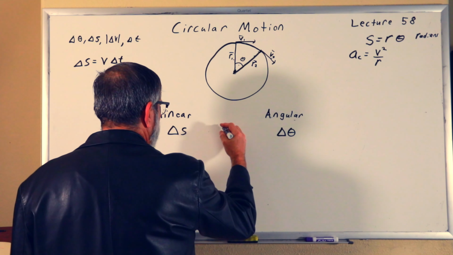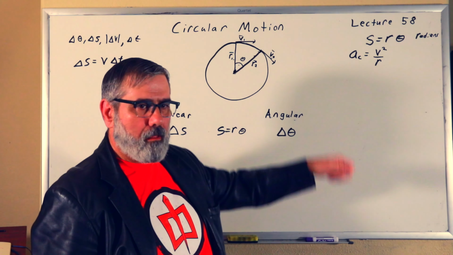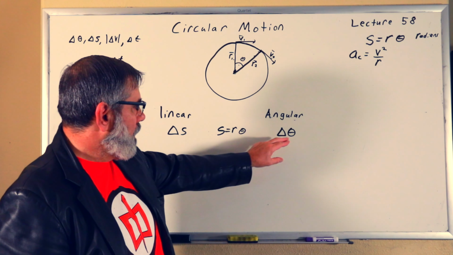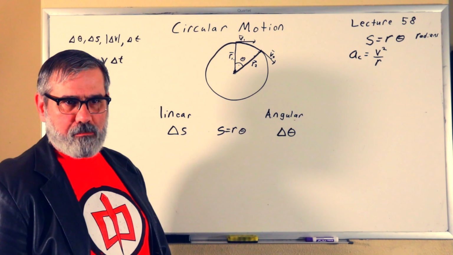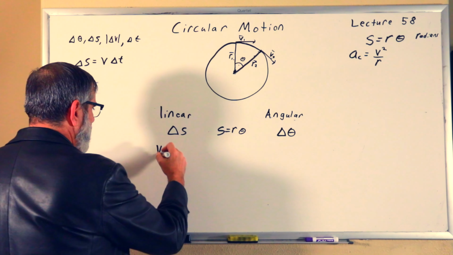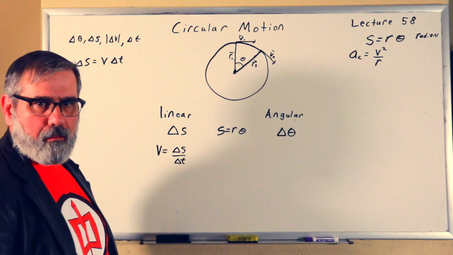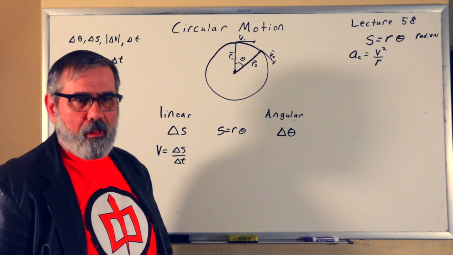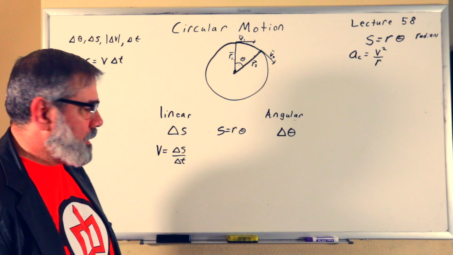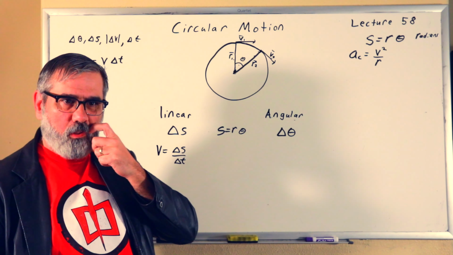These two are related by s equals r theta. So if I want to know how much linear displacement I have, I can answer that if I know how much angular displacement I have. Okay. The tangential or linear velocity is delta s over delta t. What distance did I travel, and how much time did it take to travel that distance? That's just velocity, but here it's tangential velocity because it's tangential to this circular path.